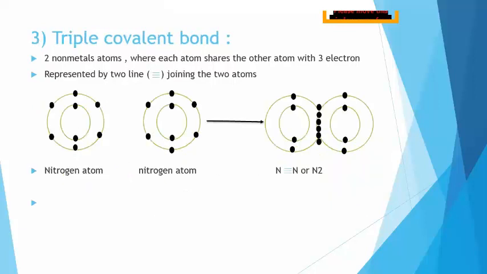The third type, and the last type of covalent bond, is the triple covalent bond. As we say, each atom will share 3 electrons with the other atom, and it will be represented by 3 lines joining the two atoms. For example, in the nitrogen molecule, every atom will share 3 electrons with the other atom to form a nitrogen molecule N2. In N2, every atom will contain 8 electrons.